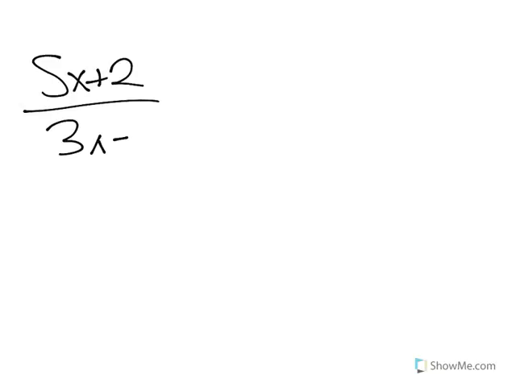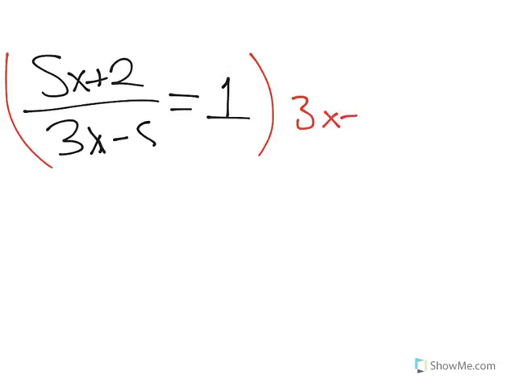What if we didn't have a zero? What if we wanted to find when 5x plus 2 over 3x minus 5 was actually equal to a number? So let's say that we want to find when this is equal to 1. So we do the same thing we did before. So we multiply both sides by 3x minus 5.